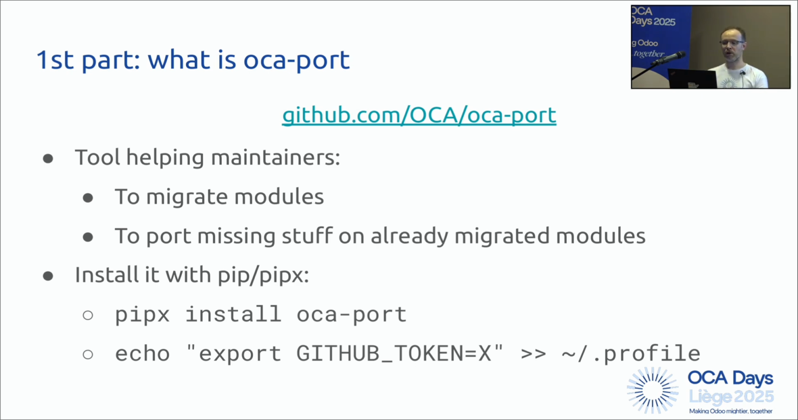The tool is available on PyPI. You can install it with pipx. You will need a GitHub token to use it. It can work without, but you will be limited by the number of requests you can do on GitHub API. So that's better to set one. If you are not using the GitHub token environment variable, it will try to use the gh tool if it is installed locally on your workstation.